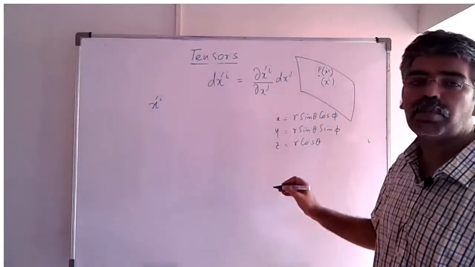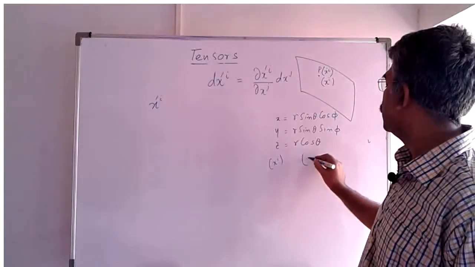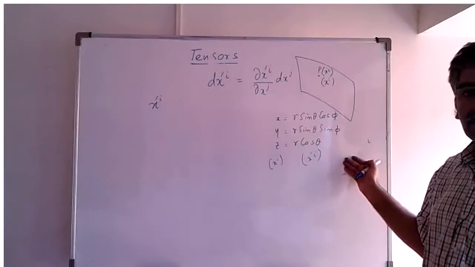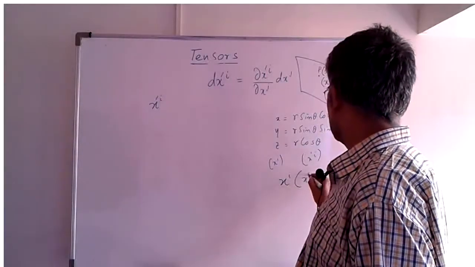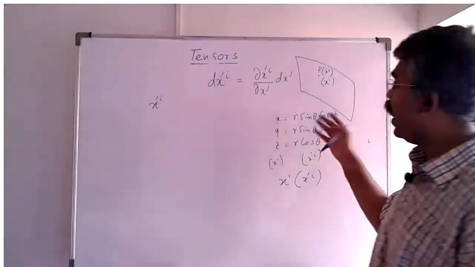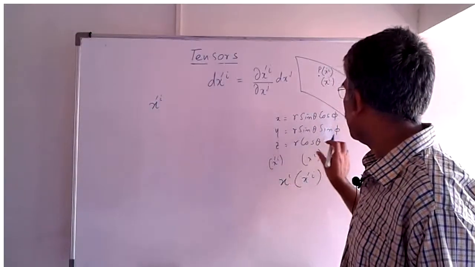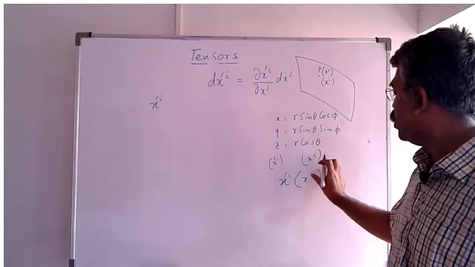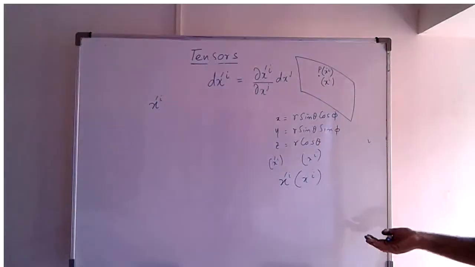I'm just giving an example. Suppose these are the xi's and this is x prime i's. So this is the transformation rule. Every xi will be a function of x prime i, and you will have the reverse as well. You can choose this as prime, this as unprime. It's not a problem at all. You will have the reverse relation as well.